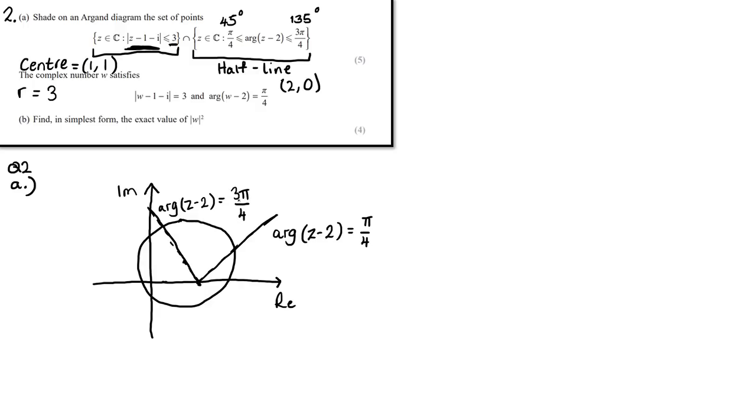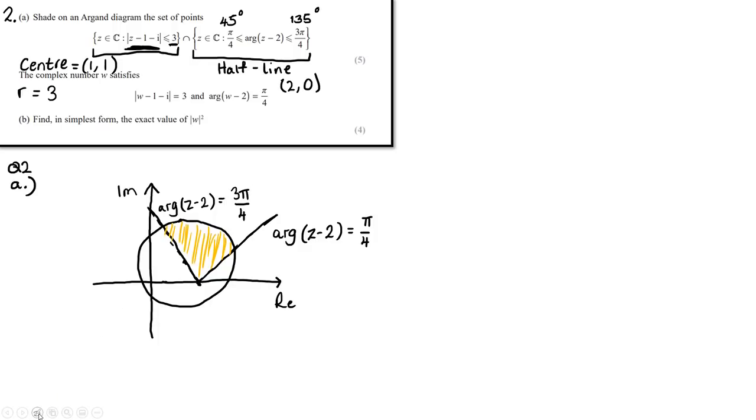Okay, and all that's left here then is just to shade on the Argand diagram the set of points. So what we need to be here is inside the circle, but also satisfying this argument here. And the only place that actually leaves us then, if we just shade on the diagram, is here. Okay, so we're inside the circle and in between this V here. So we get something that looks like this. Okay, so that's part A there. Hopefully not too bad, and part A will definitely help us with part B here.